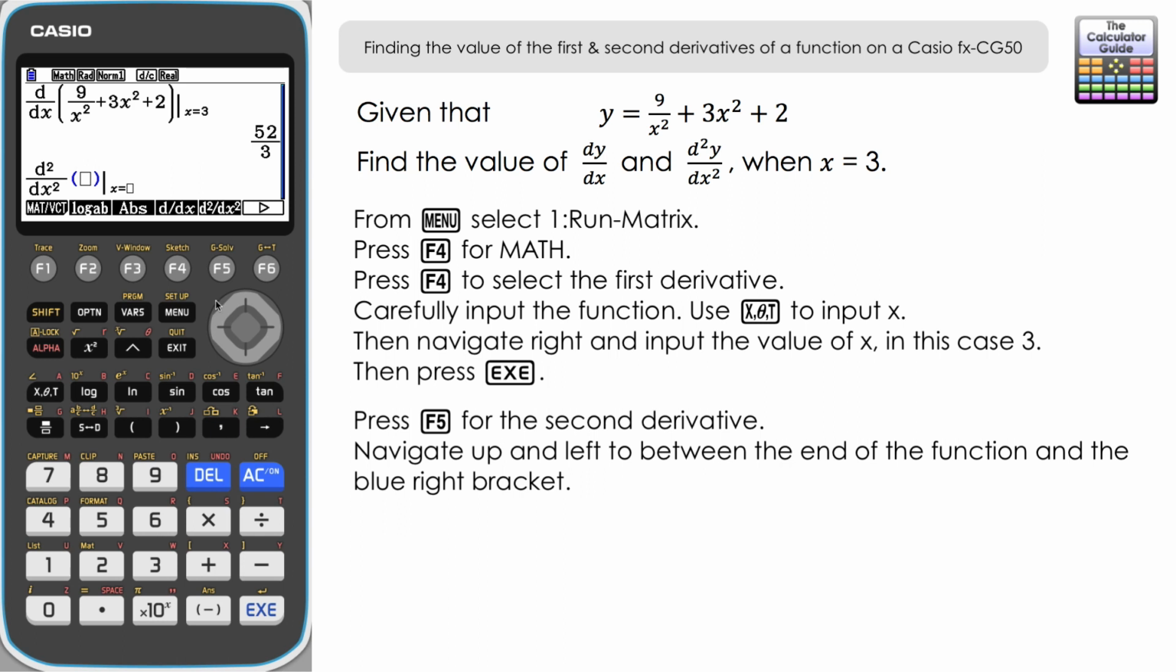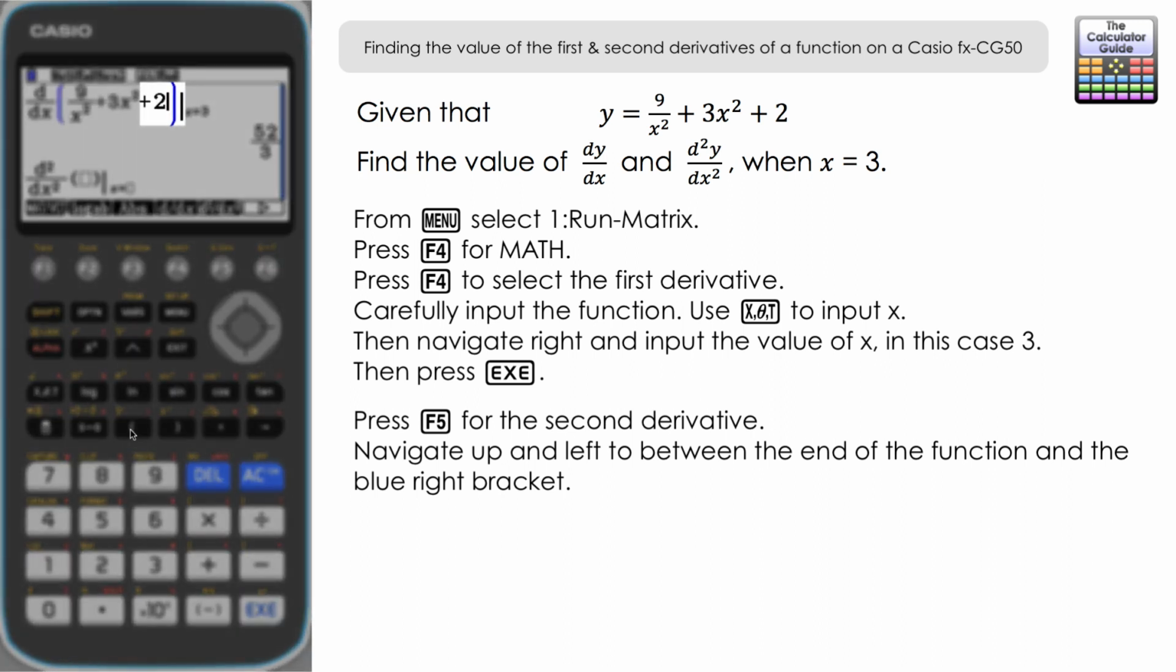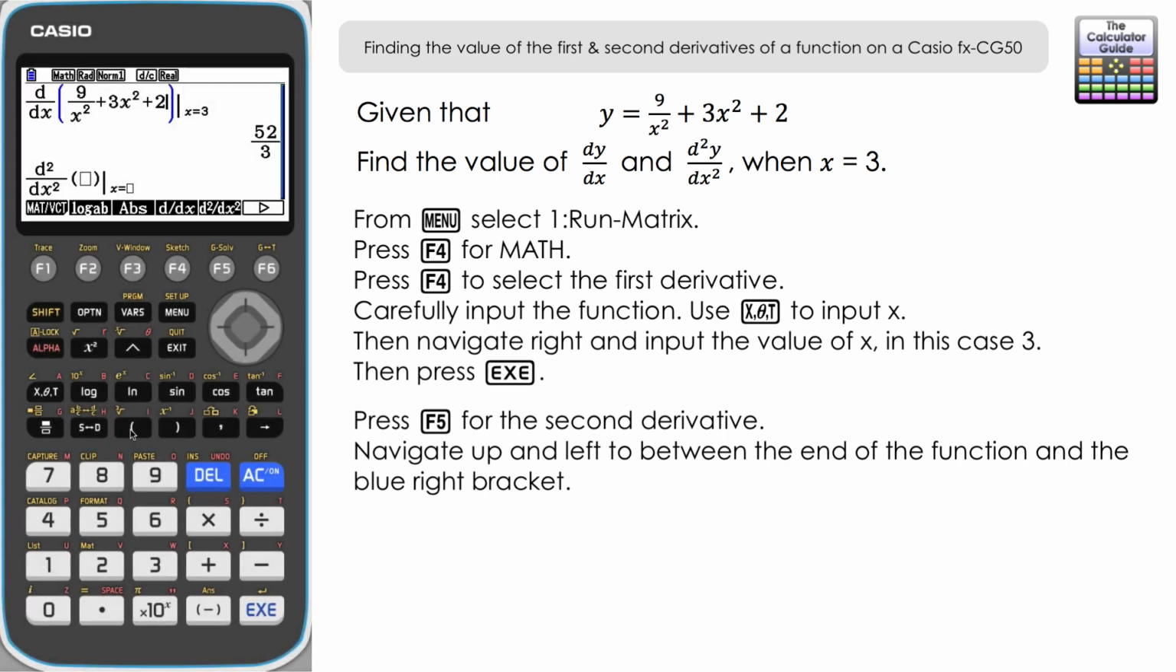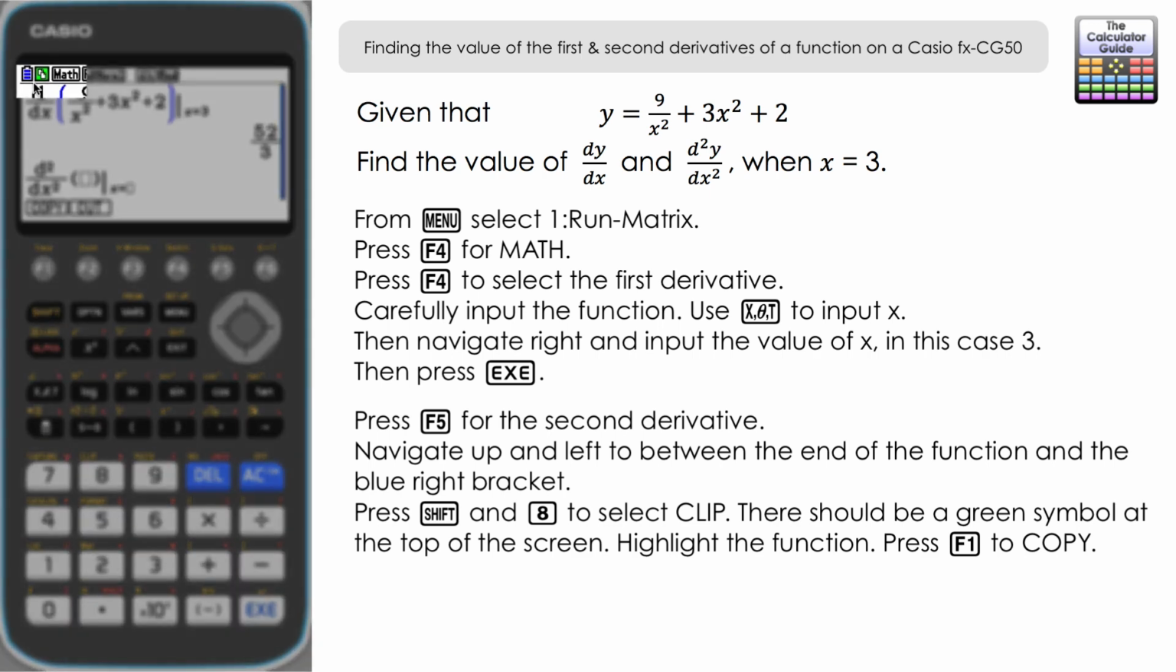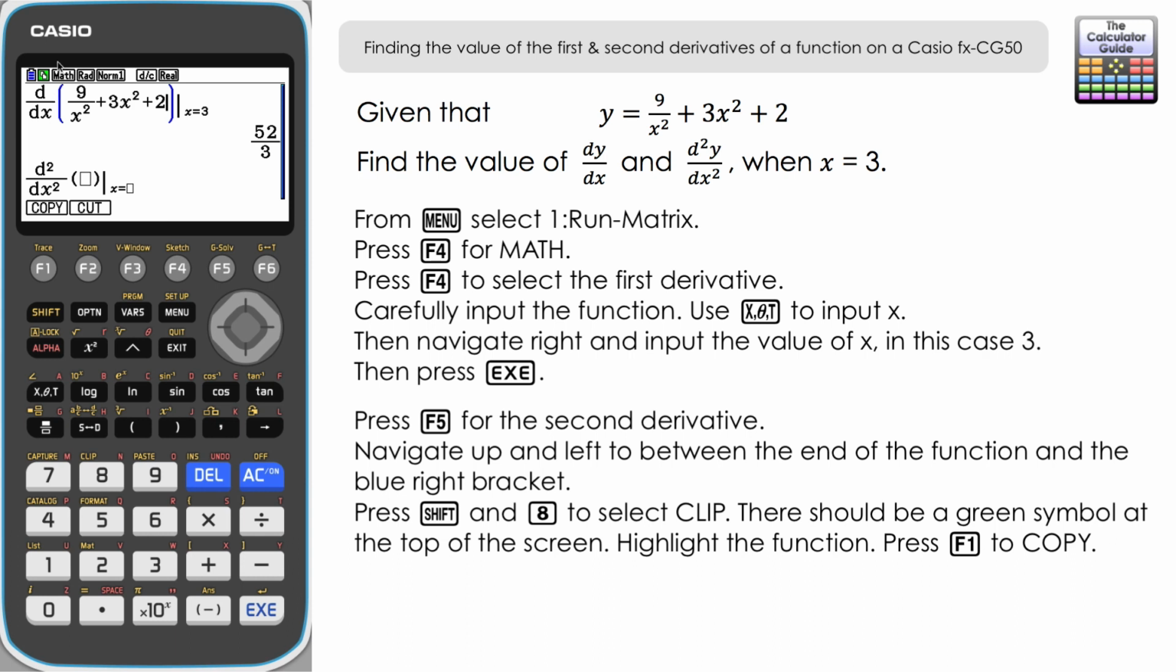If you navigate back up to the d by dx entry, and go just after where you inputted the function, so after the 2, before the right bracket, hopefully you can see where the cursor is there, what you need to do is press Shift and 8. You can see clip is written above the 8 there, so Shift and clip, and what should happen is if you have a look at the top line between the battery sign and the math symbol, there is a little green symbol. Looks like it's duplicating a copy, and that's what we want.